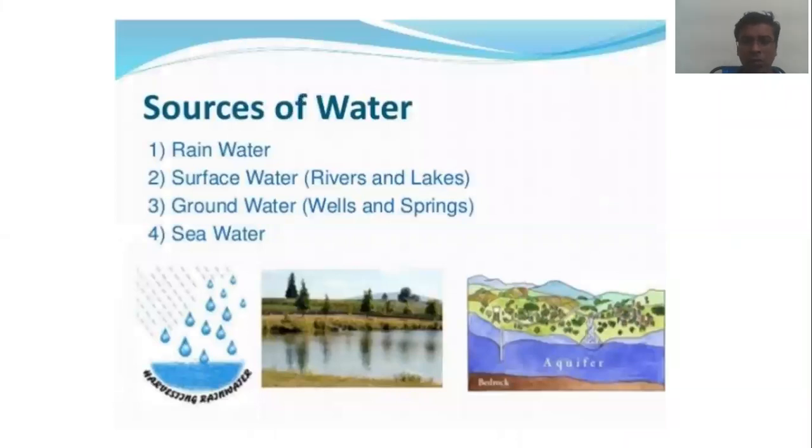The major sources of water are, one, rainwater; another, surface water present in rivers and lakes; and third, groundwater. Some amount of water is absorbed by the soil and stored in the soil, that is groundwater. And the last one is seawater. So these are the four major sources of water.